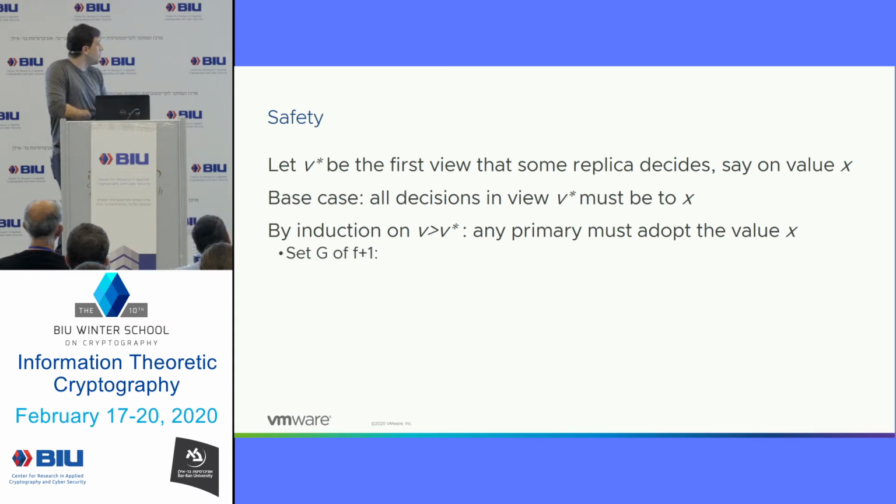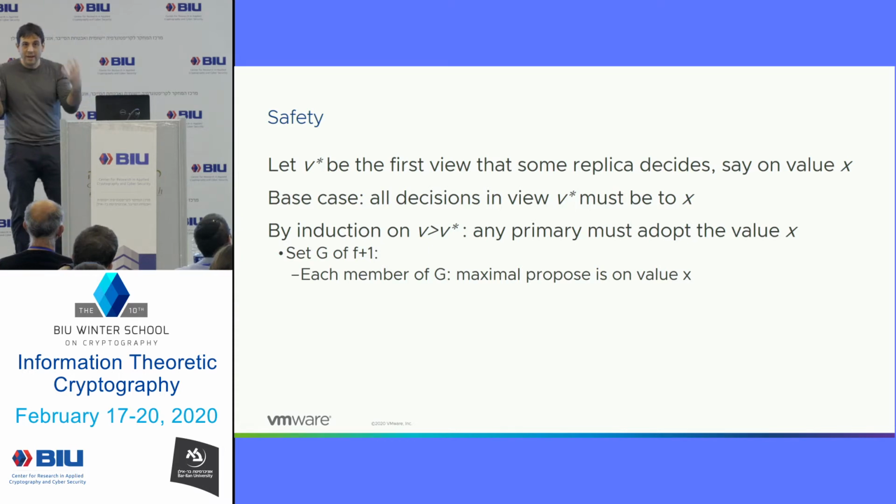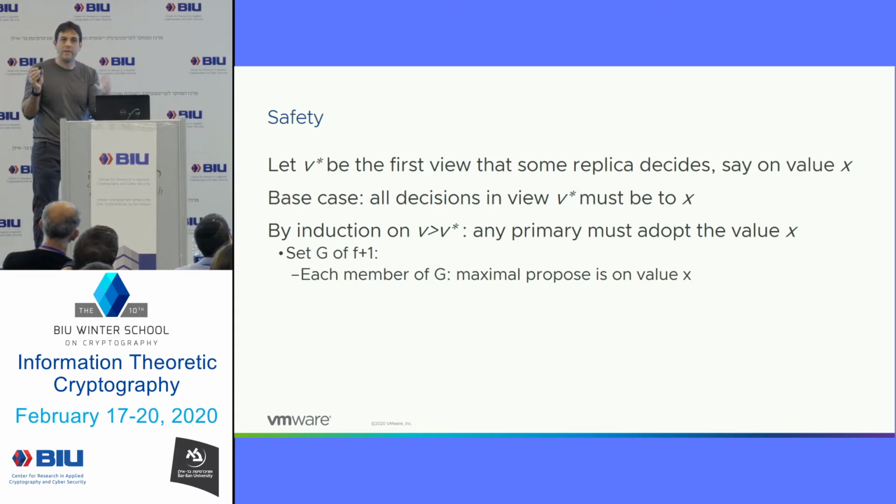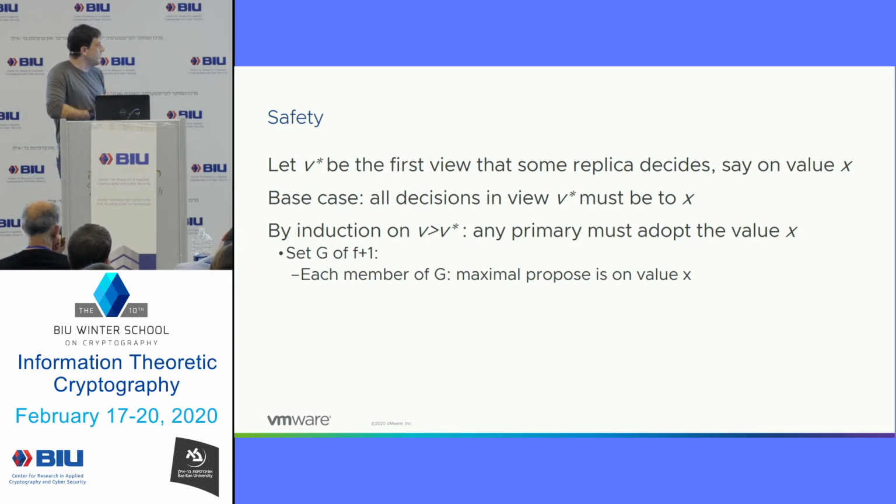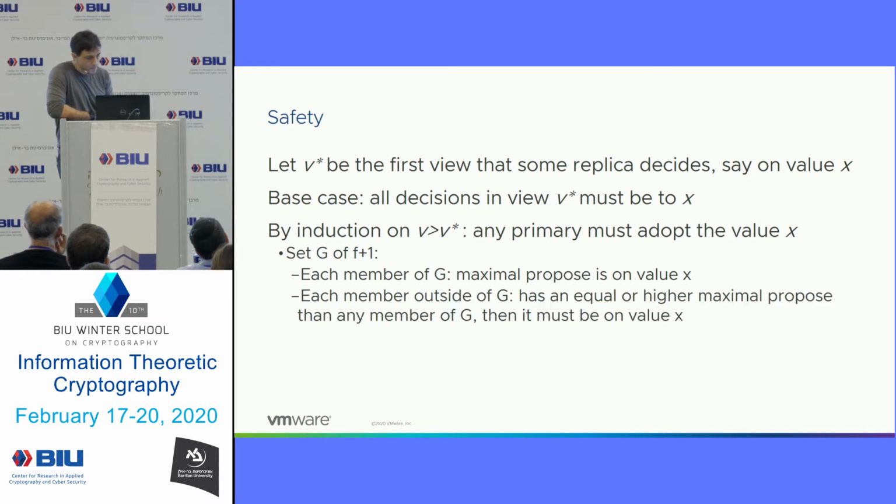And the way you could prove this is by showing that there is a set G of f+1 guardians. These are parties that maintain, in a distributed way, the information that x was potentially committed. So what do these guardians have? The property of these guardians is that their maximal propose is on a value that has x. So they have some maximal propose, which is at least v star, and it's on value x. It might increase over time.